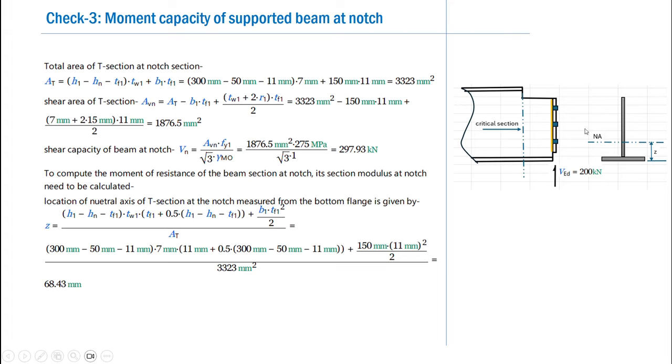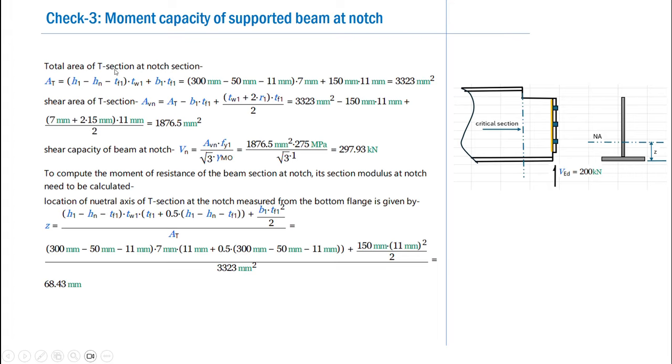So as you can see, if you take a cross section of the supported beam at the notch, it will have a T section, which means that as per the normal practice, we need to first of all obtain the section modulus of this T section, and then multiplying it with the yield stress, we'll be able to obtain what will be the moment of resistance of the supported beam. So here is the detailed calculation.